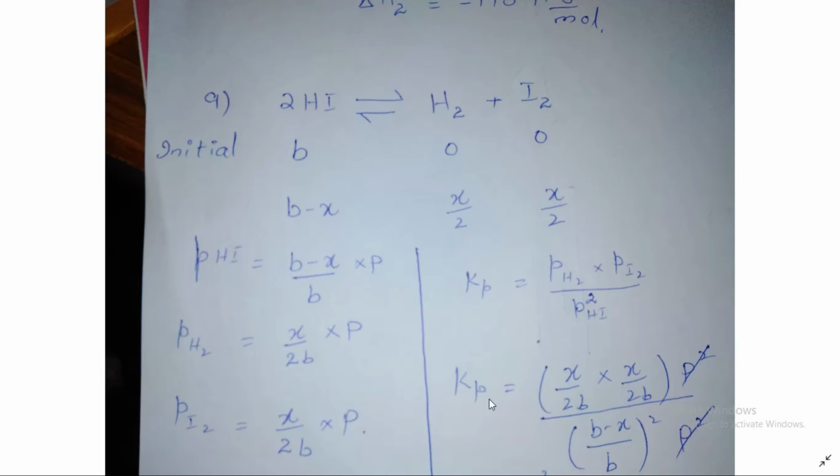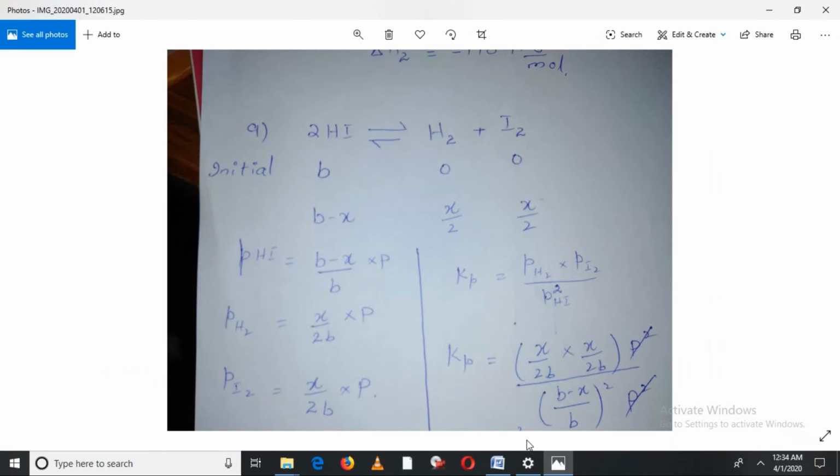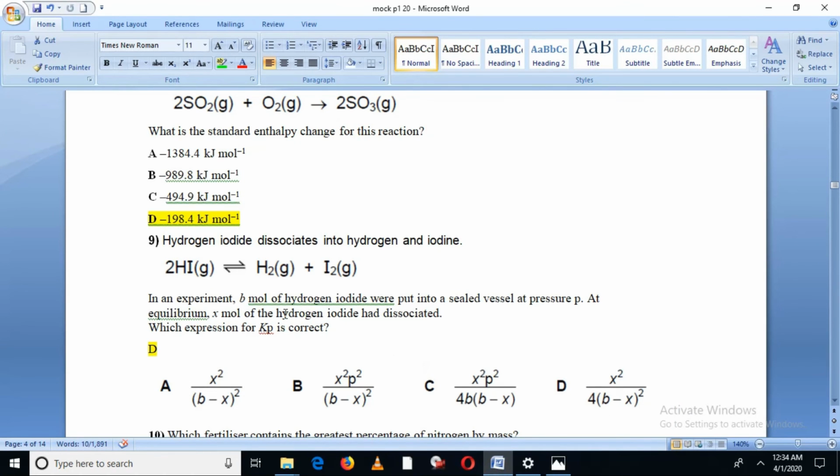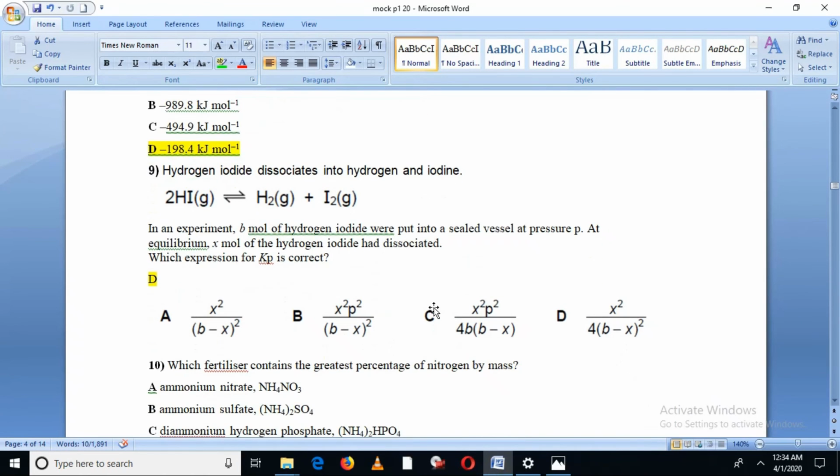Now, by putting the values of the partial pressures of each gas at equilibrium and cancelling out the terms that are being cancelled, we get the answer, that is D, x square over 4 (b minus x) whole square.